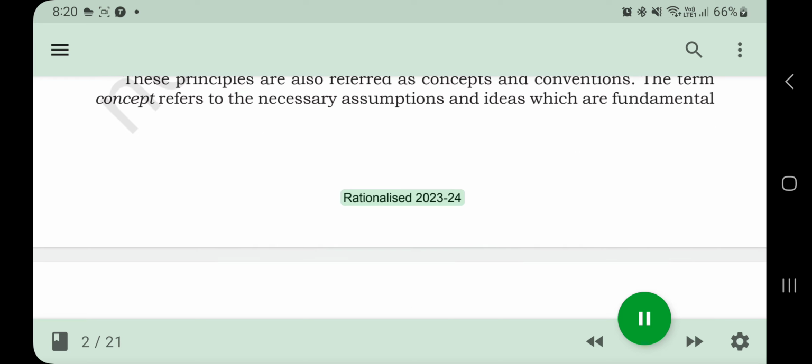Rationalized 2023-24 Theory Base of Accounting 27.